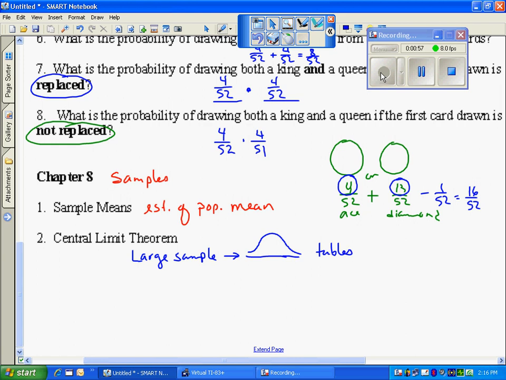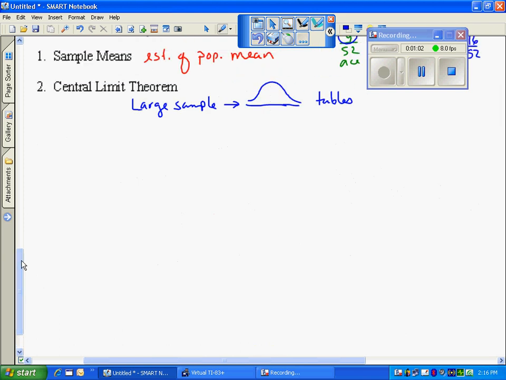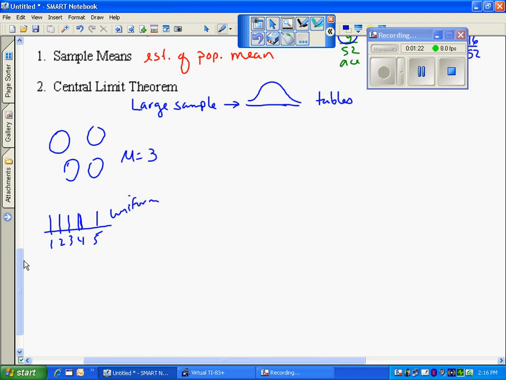Well, if you think back in Chapter 8 in the lab, actually it was your homework, you had this sheet of paper with all these circles that had numbers in them, and the mean of these circles was 3. But if I looked at the distribution of those numbers that you had, they were uniform. But if I was to take all samples of size 2 that were possible in this group, that would be a lot of samples. And if I plotted them, I would come up with this picture.